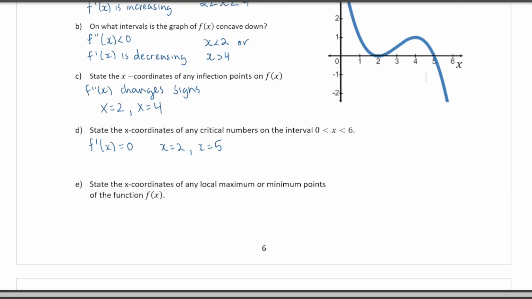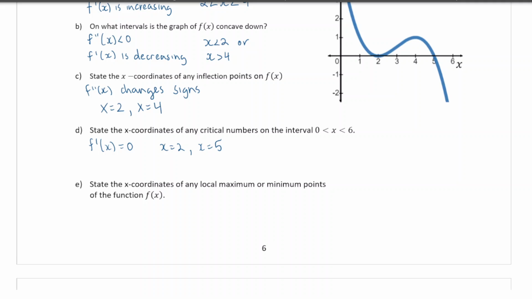Okay, so it says state the x-coordinates of any local minimums or maximums of the original function. So the hard part here is because we can't see the original graph. So what I always tell students is to just make yourself a little number line and do some tests. I feel like the visual is really helpful. So we have two critical numbers, right? Places where our derivative is equal to 0. One happening here at 2 and the other at 5.